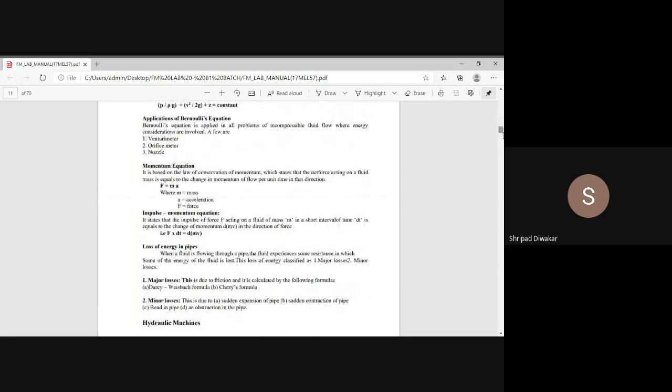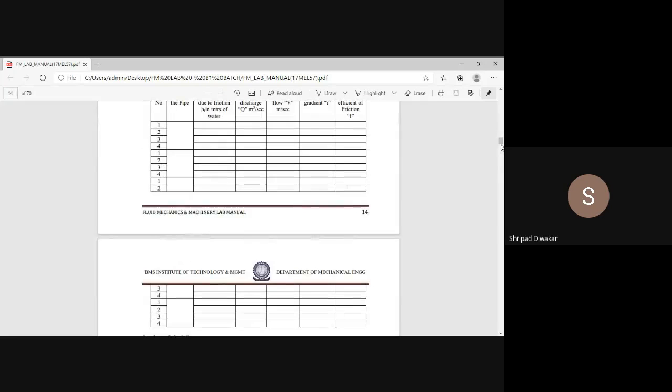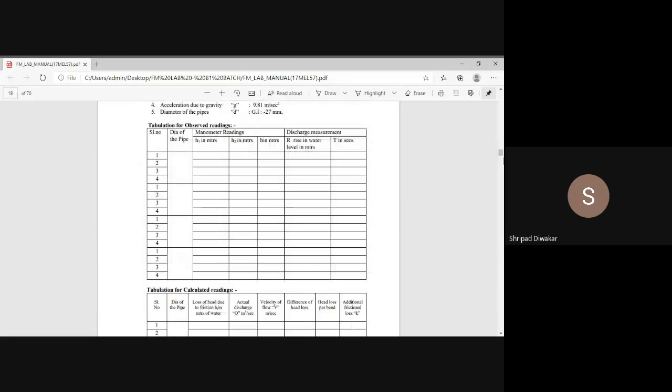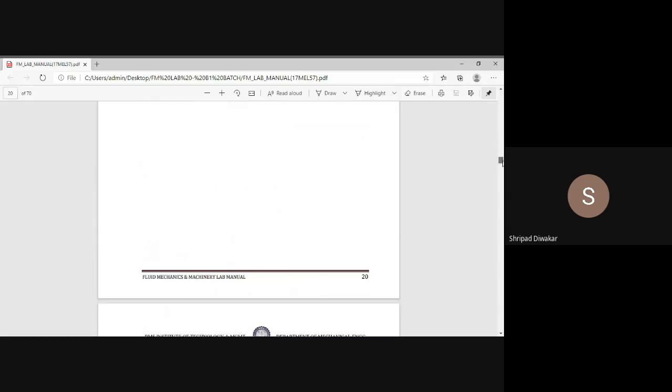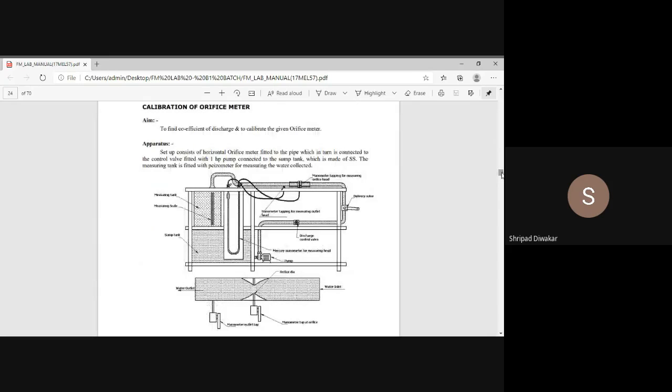As I said, today we are doing the experiment on orifice meter. So before that, I'll give brief introduction about orifice meter. So orifice meter is a device used to measure the rate of flow or discharge. You can see the orifice meter on the screen.